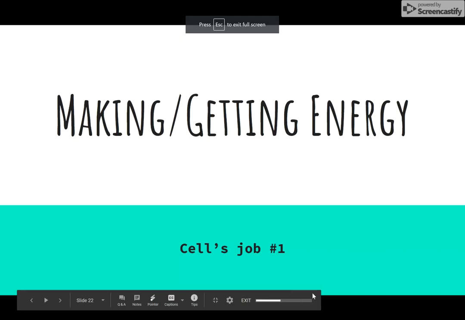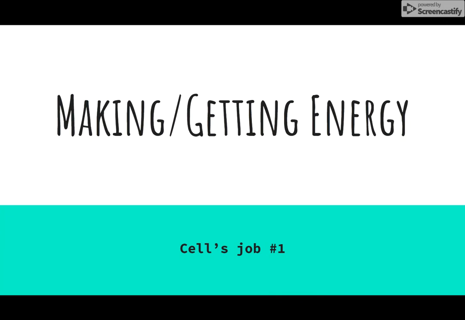All right, so this is our fourth cells video. In the last video, we talked about how autotrophs are able to make sugars from sunlight through the process of photosynthesis. In this video, we're going to be talking about how we convert those sugars into a form of chemical energy that cells can use to do different jobs.